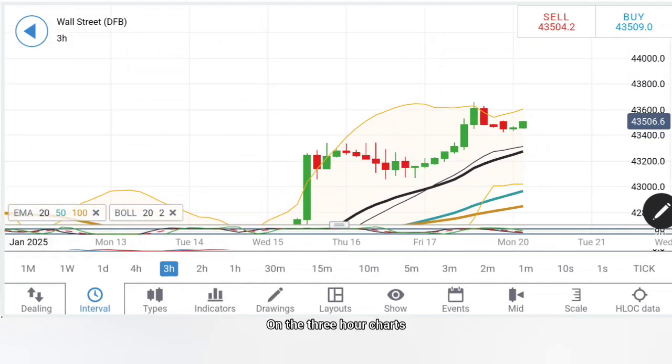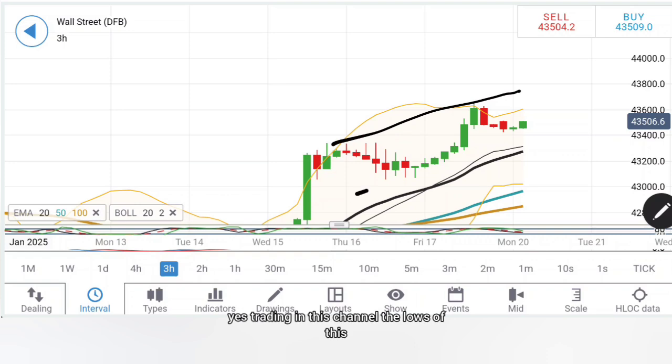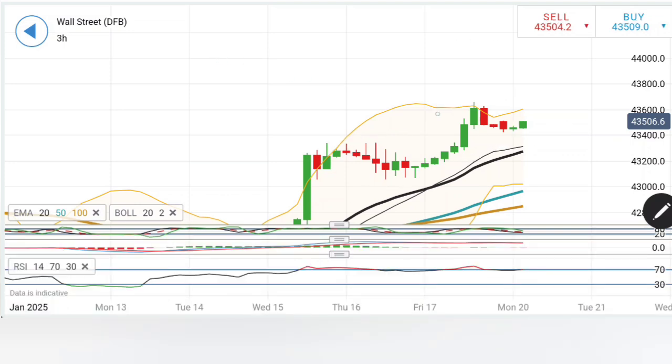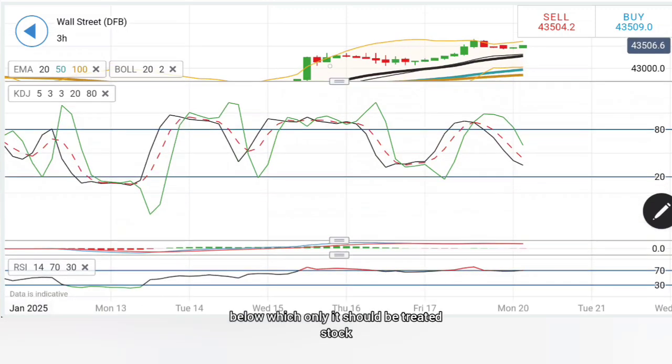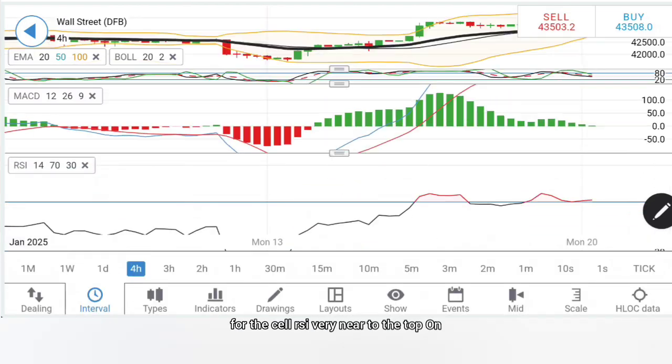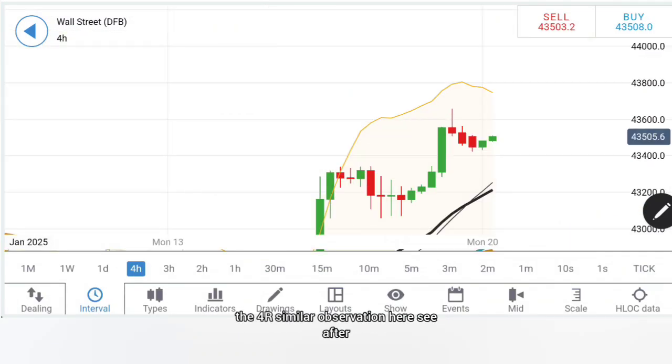On the 3-hour chart, similar observations here. Yes, trading in this channel, the lows of this channel are towards 43,400, and notice this is the support zone which it needs to break, that is 43,100, 080, below which only it should be treated. Stochastic has dropped. The MACD just crossed over for the sell. RSI very near to the top. On the 4-hour, similar observation here.